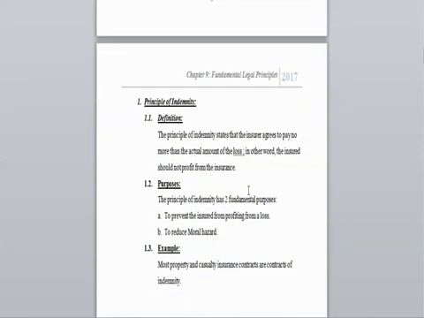Number 1, Principle of Indemnity. Definition. The principle of indemnity states that the insurer agrees to pay no more than the actual amount of loss. In other words, the insured should not profit from the insurance.